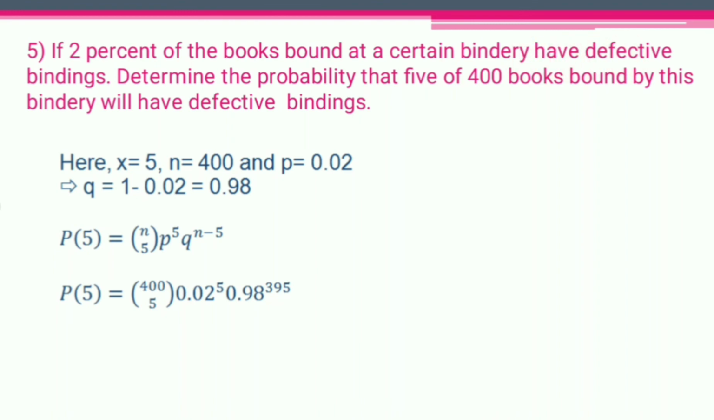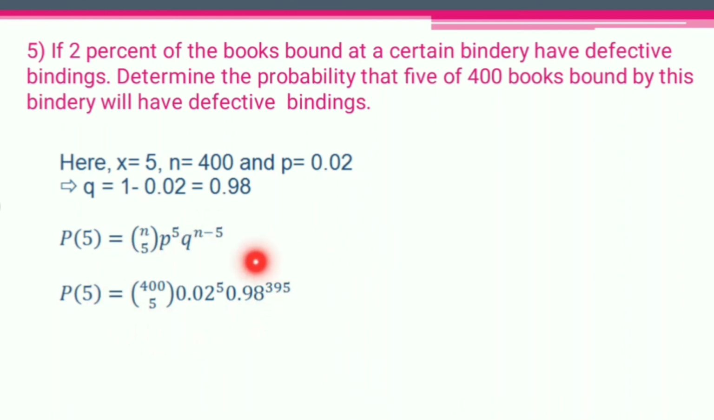2% of books are found to be defective. So we have to find the probability of defective items, so that is taken as success. So P is equal to 2 upon 100, which is 0.02. So Q will be 1 minus 0.02, which is 0.98. We have to find probability of 5. So P5 is NC5, P raised to power 5, Q raised to power n minus 5. N is 400, so 400 C5, 0.02 raised to power 5, 0.98 raised to power n minus 5, which is 400 minus 5, 398.